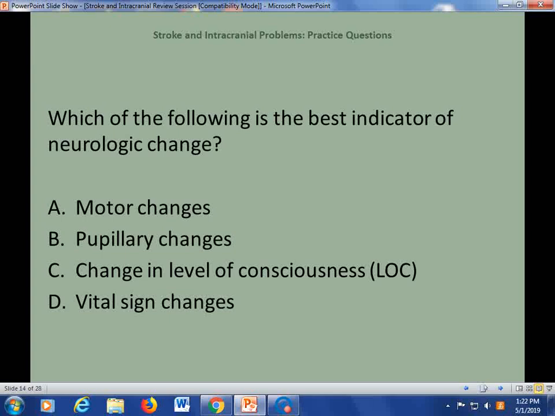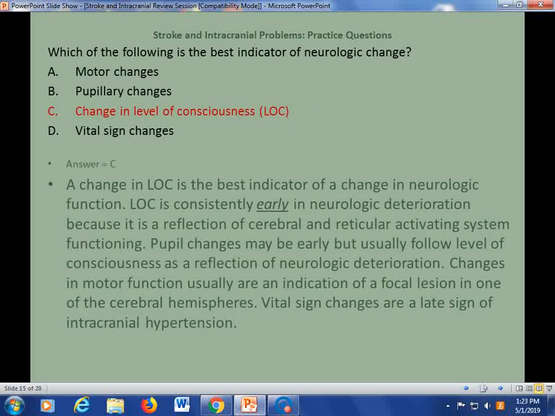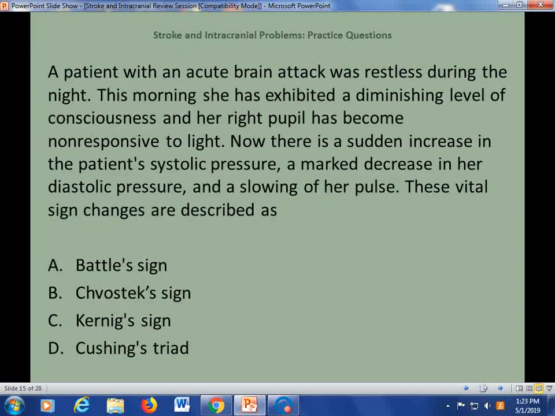So which of the following is the best indicator of neurologic change? Hopefully this is one that's very easy for you to identify. In many different tests, the answer has always been change in the level of consciousness. So that's answer C. And we know this to be true when you look at that slide that I told you was very important about rising ICP signs and symptoms, because the first sign and symptom of rising ICP is a change in level of consciousness. It occurs early: as soon as the ICP goes up, the LOC can alter.